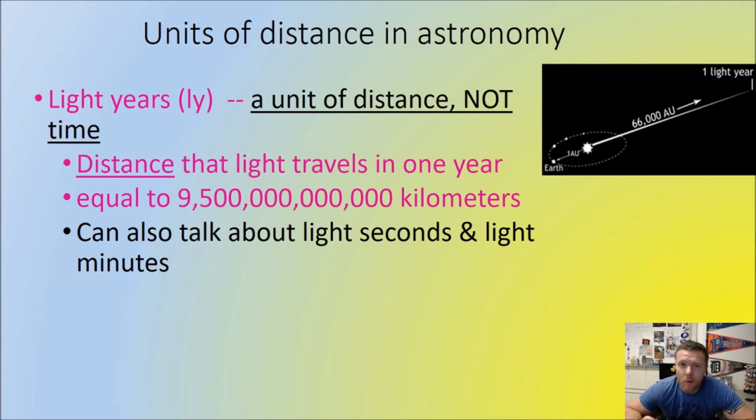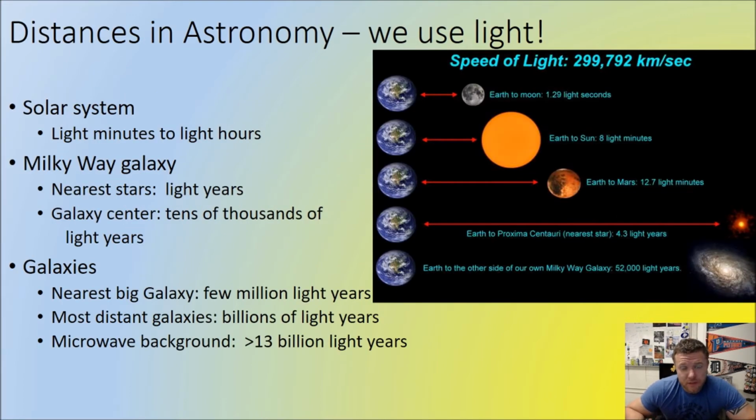It's like 1 light second. It'd be stupid to use light years to talk about going to the moon. So we're not always going to use light years. We can use other units of time. Light goes about 300,000 kilometers in 1 second. So if we want to talk about going to the moon, we're going to use a light second. It takes about 1 second for light to get to the moon.